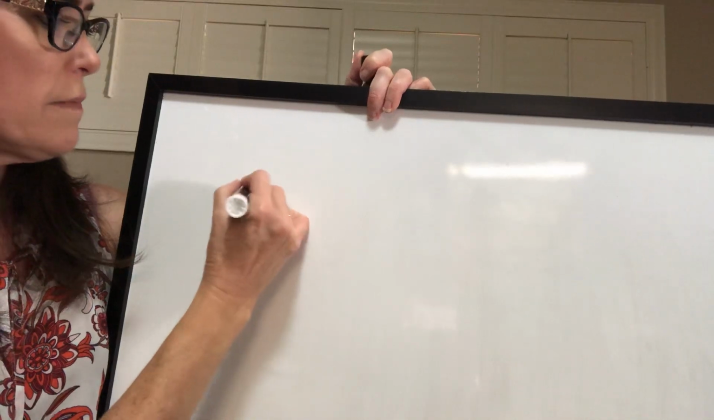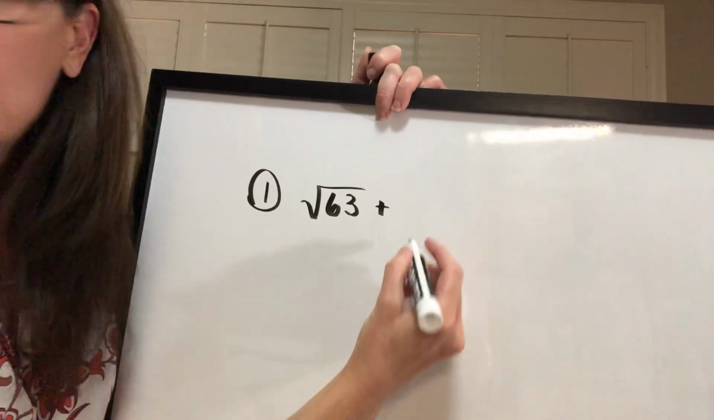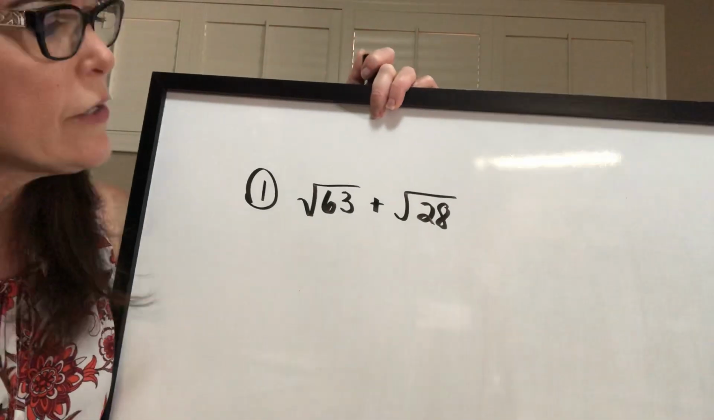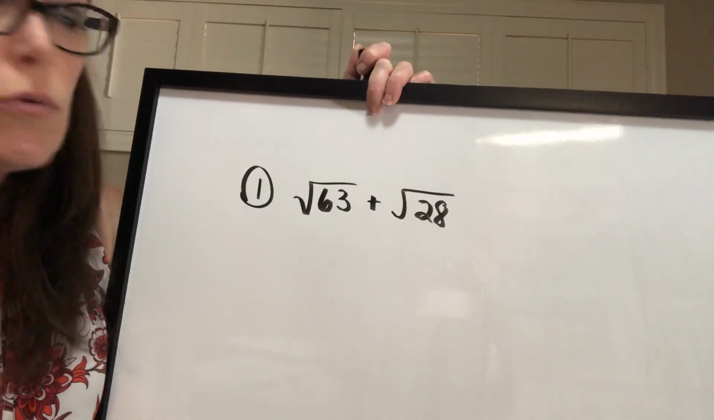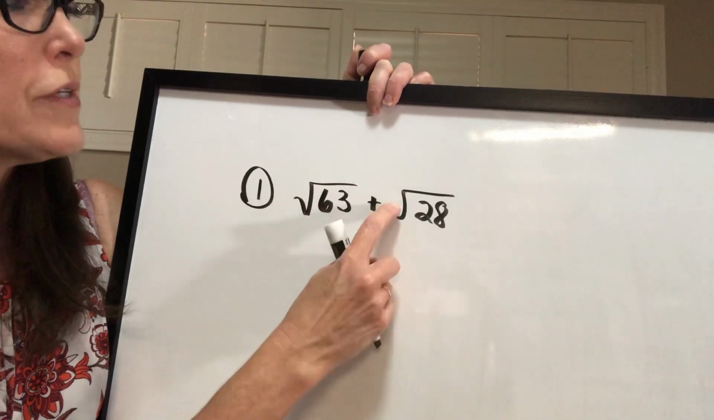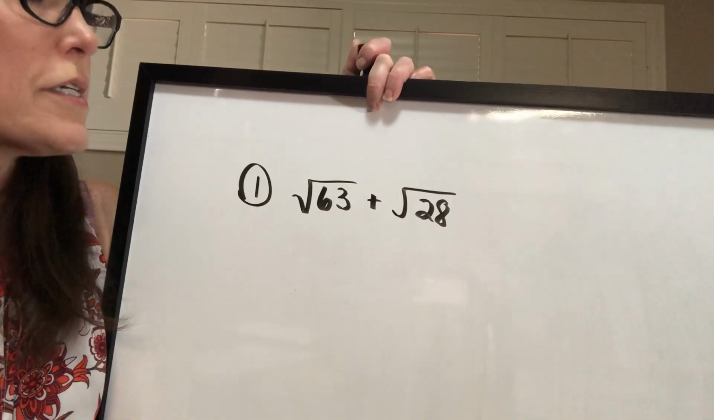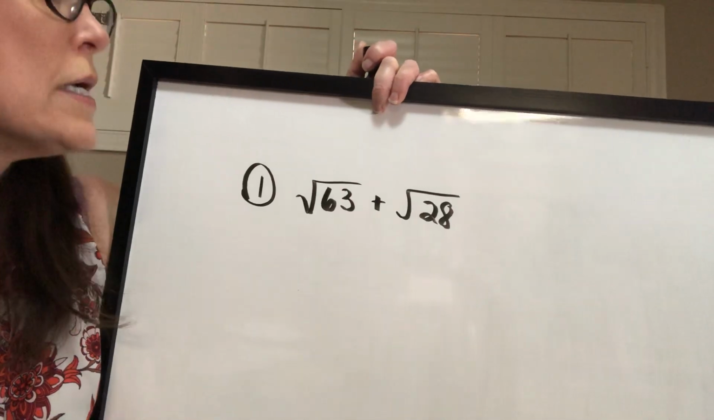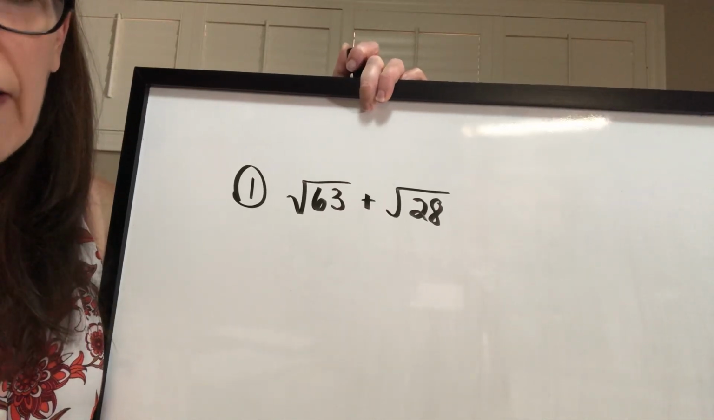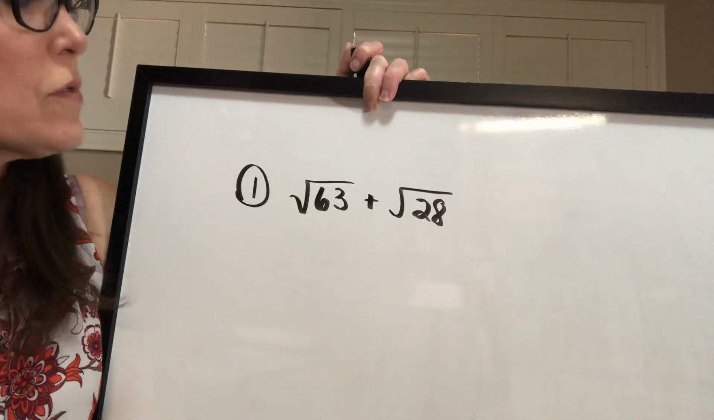If you look at number 1, we have the square root of 63 plus the square root of 28. If this had been either multiplication or division, you would be able to work on the numbers inside because both of these are square roots. But because this is addition, you cannot just add the 63 and 28 together. That's not allowed. So what you have to do is simplify each radical individually and then later add them. Before you can add, the numbers inside of the radical have to be the same.